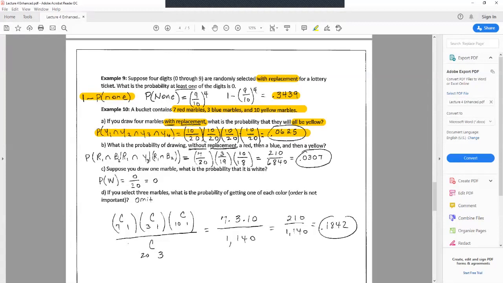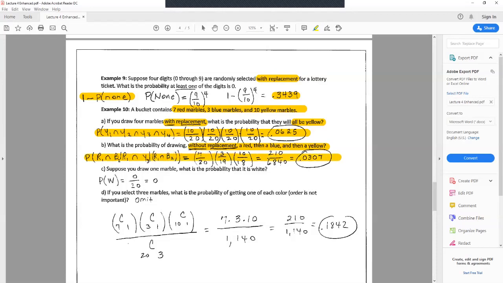Part B, what is the probability of drawing without replacement a red, then a blue, and then a yellow. This time I'm not putting the marble back in, which means my sample space is going down each time. So the probability of a red on the first draw, and then a blue on the second draw, given I had a red on the first, and a yellow on the third draw, given that I drew a red on the first draw and a blue on the second draw, is going to be 7 out of 20 times 3 out of 19 times 10 out of 18, which is 0.0307.